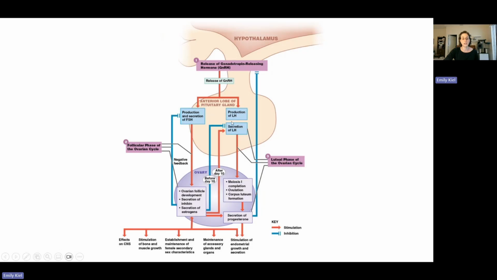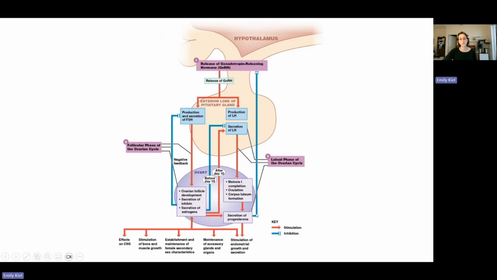So before day 10, this inhibin is going to stop any secretion of LH. But after day 10, as that estrogen level increases, it's going to overcome the inhibin, and we're going to have secretion of LH. And secretion of LH is going to finish meiosis 1. It's going to lead to ovulation, and the corpus luteum is going to form. That luteinizing hormone is what begins the luteal phase of the ovarian cycle. That corpus luteum is going to make progesterone, which again is going to sustain that endometrial growth and secretion.